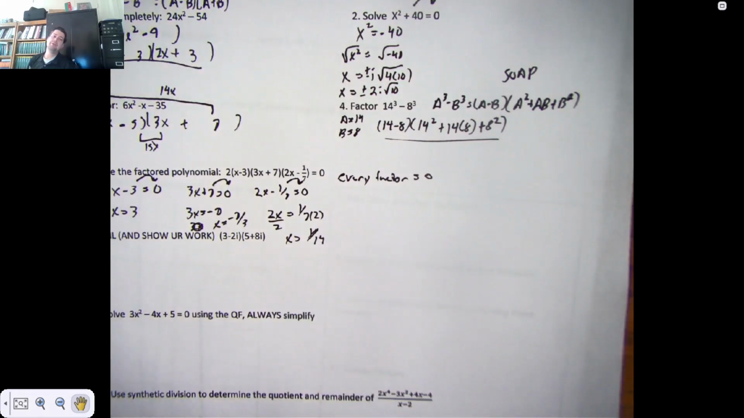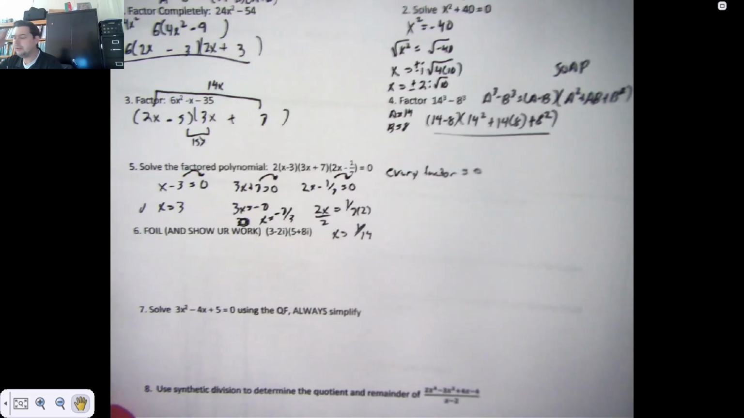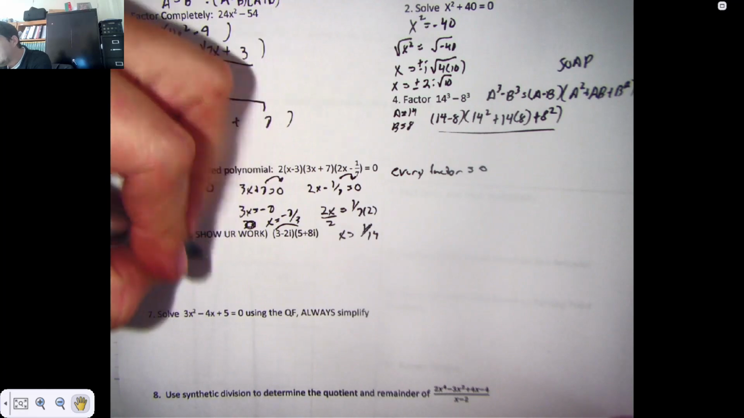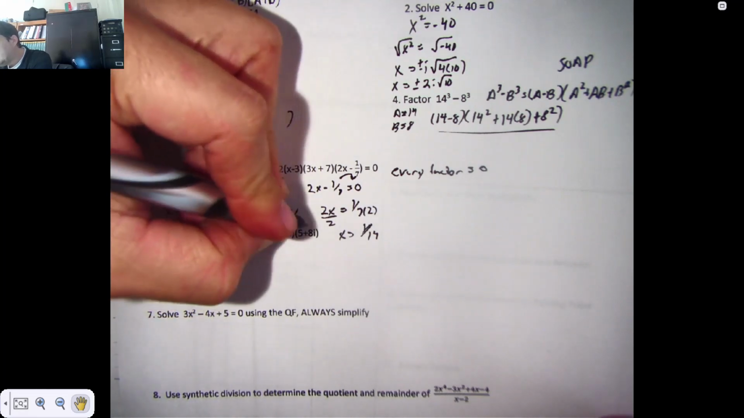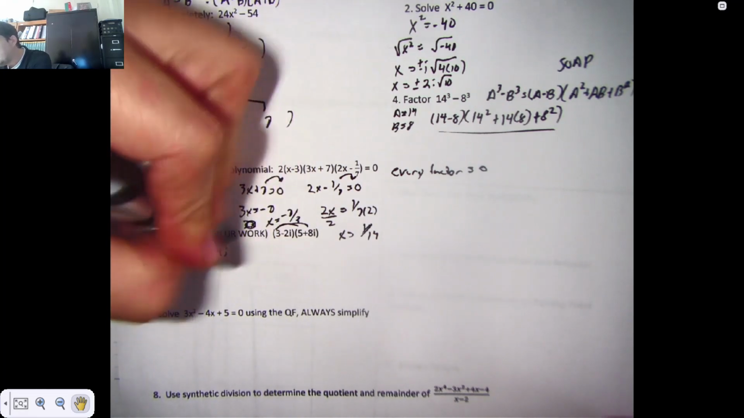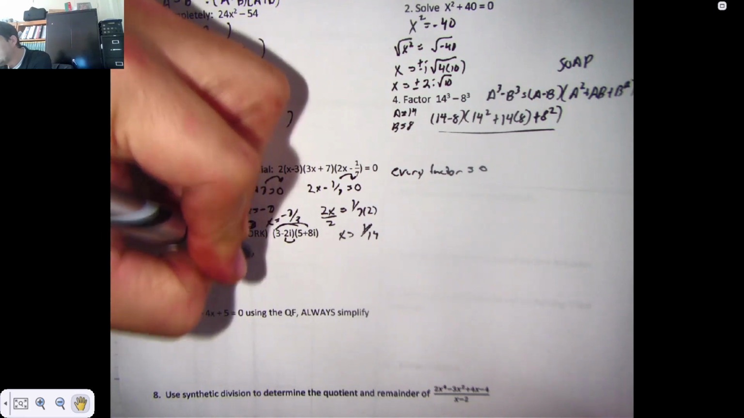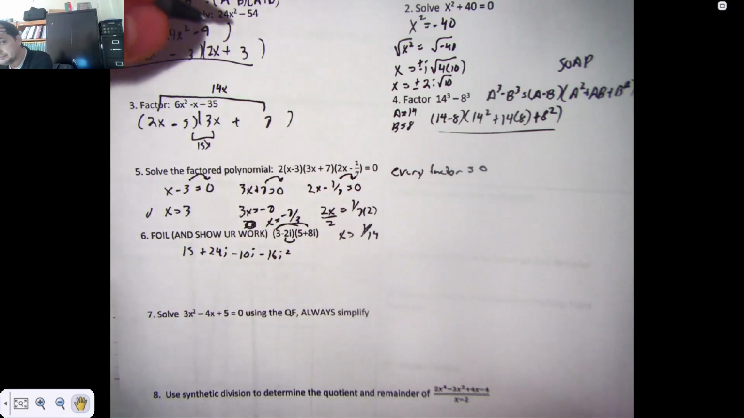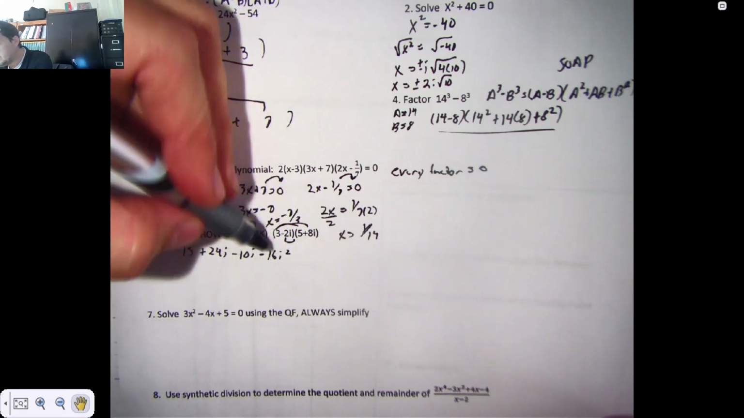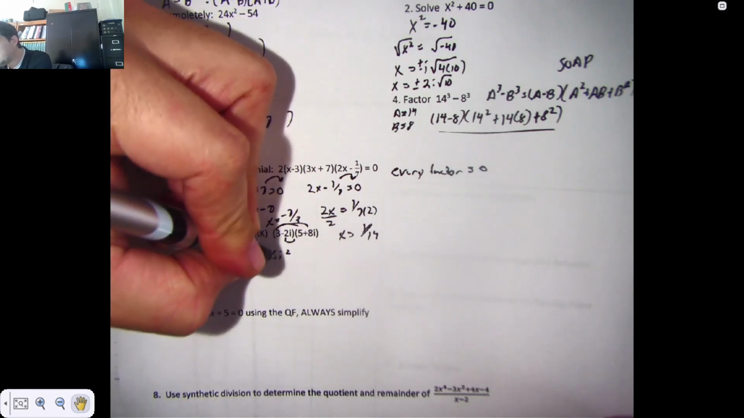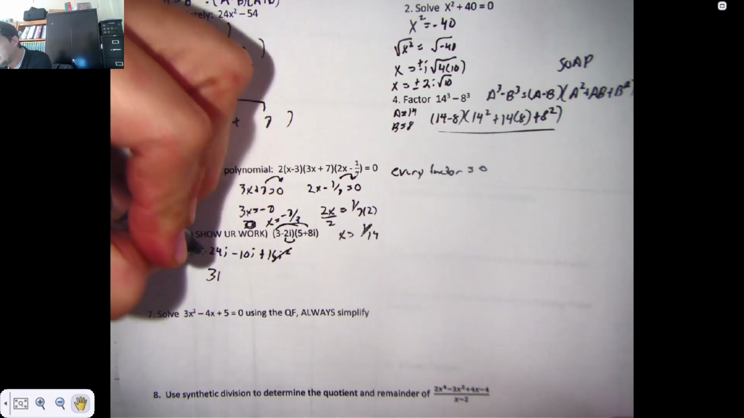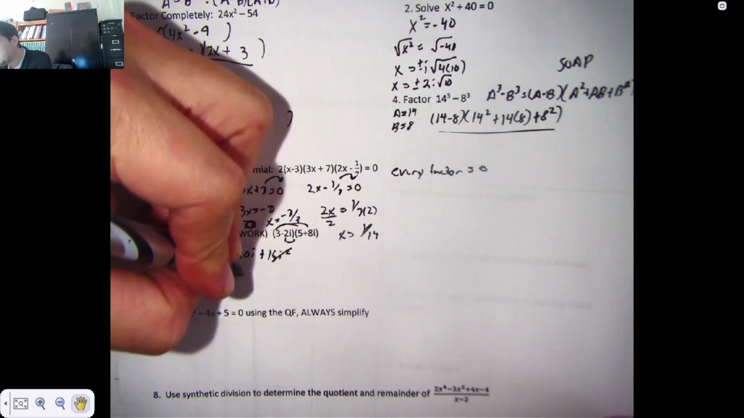All right, FOIL and show your work. You have to show your work. You are allowed to use a calculator on these, which you can check your answer, but your work has to justify your answer. 3 times 5 is 15. 3 times 8i is plus 24i. Negative 2i times 5 is negative 10i. And negative 2i times 8i is negative 16i squared. When you see i squared, you're supposed to change a sign, throw it away. 15 and 16 makes 31, and 24 minus 10 is plus 14i.